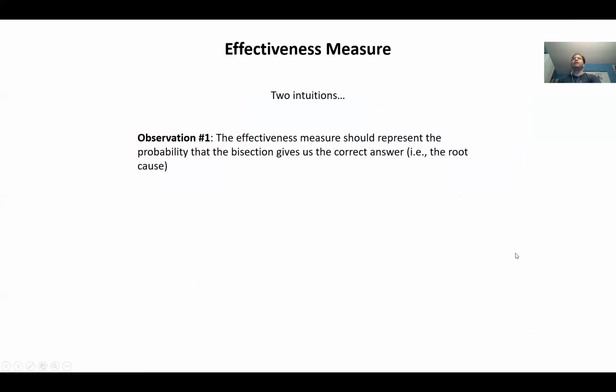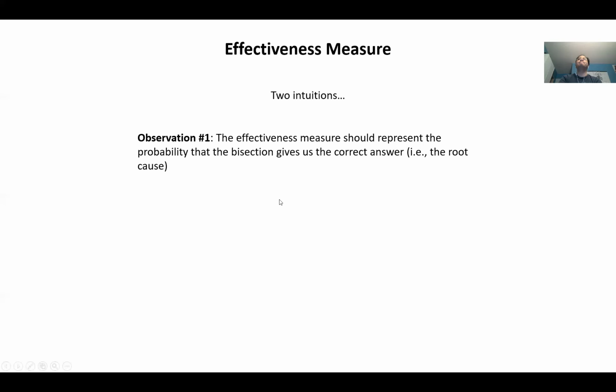Okay, so let's start with the effectiveness measure and its derivation. I'm not going to go through all of the derivation in this presentation because you can read it yourself in the paper. But there are two main intuitions I want to start off with. The first observation is that the effectiveness measure should represent the probability that the bisection gives us the correct answer. This is pretty obvious, right? What are the odds, what's the likelihood that this bisection is going to give me the correct result? That's our main goal.